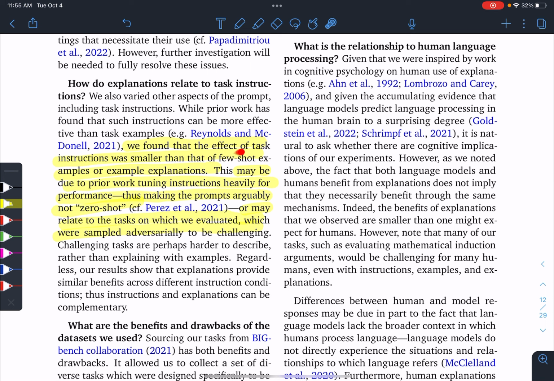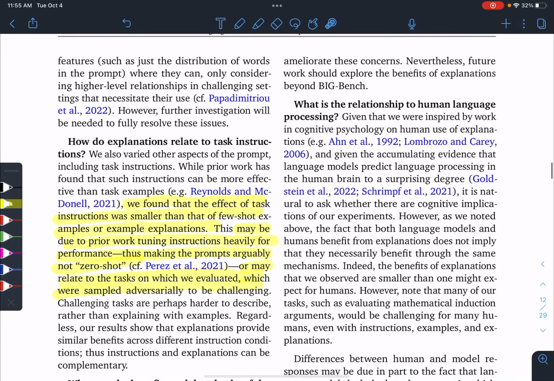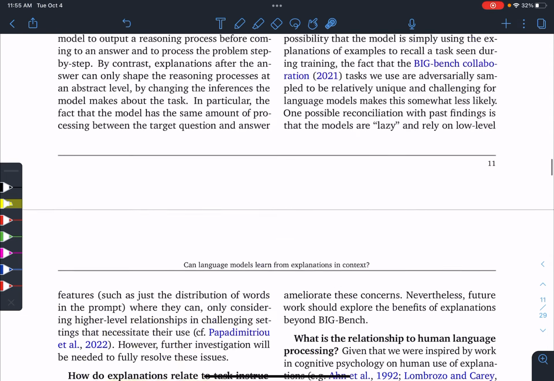So we found that the effect of task instructions was smaller than the few-shot examples, or so that's their idea. One of the conclusions is that the effect of instructions is smaller than that of explanation. This may be due to prior work tuning instructions heavily on performance, thus making the prompts arguably not zero shot, or may relate to the tasks on which we evaluated, which we sampled adversarially to be challenging.